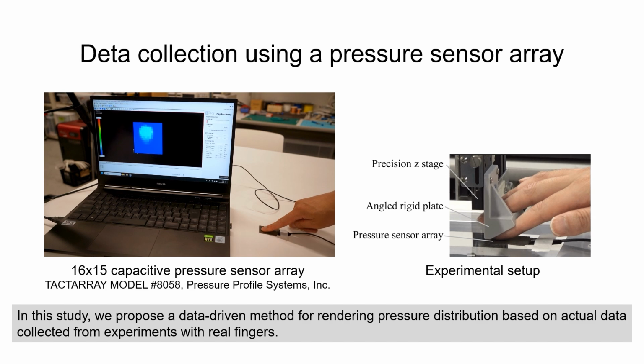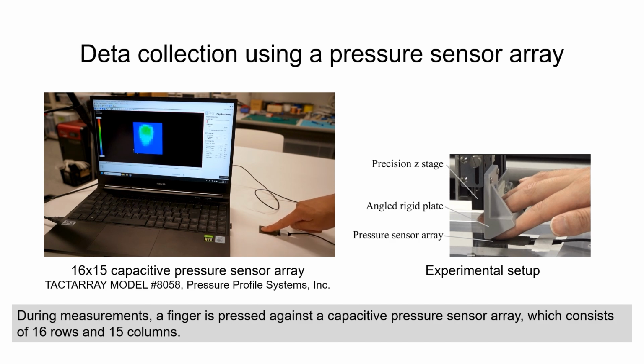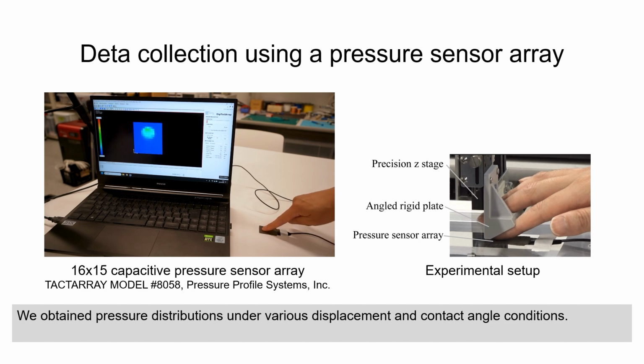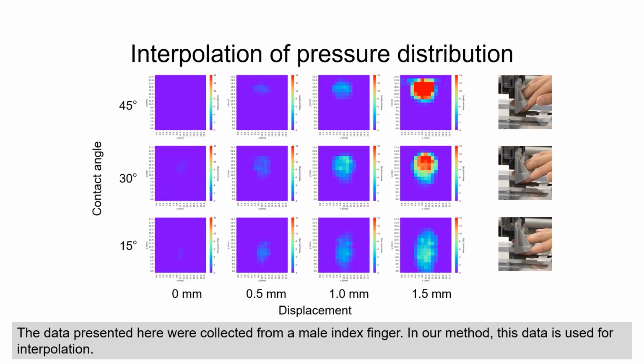In this study, we propose a data-driven method for rendering pressure distribution based on actual data collected from experiments with real fingers. During measurements, a finger is pressed against a capacitive pressure sensor array, which consists of 16 rows and 15 columns. We obtained pressure distributions under various displacement and contact angle conditions. The data presented here were collected from a male index finger. In our method, this data is used for interpolation.